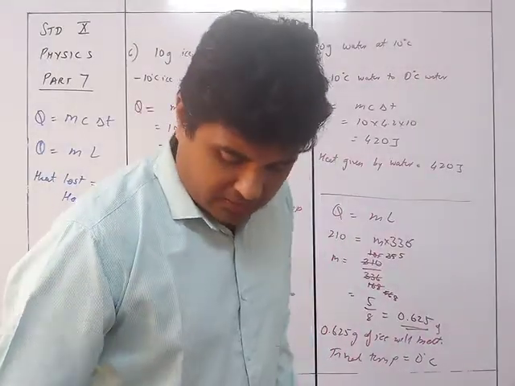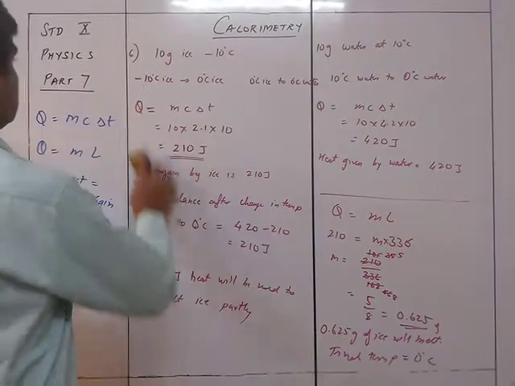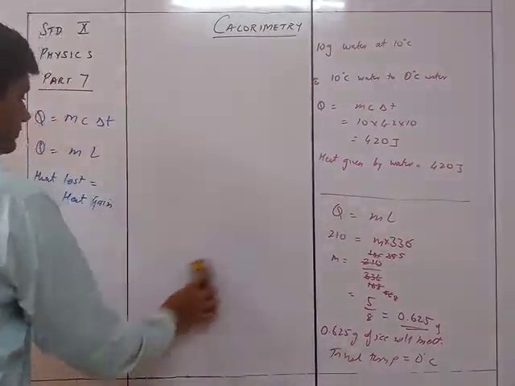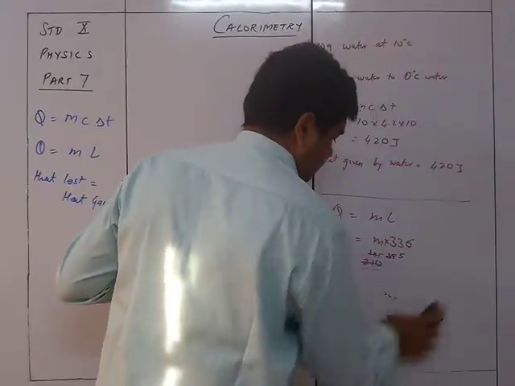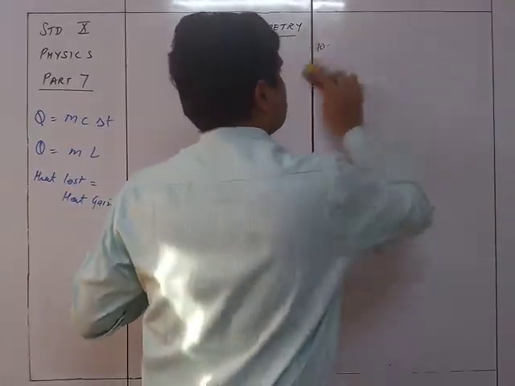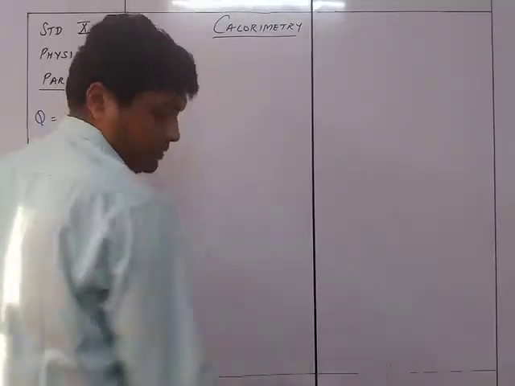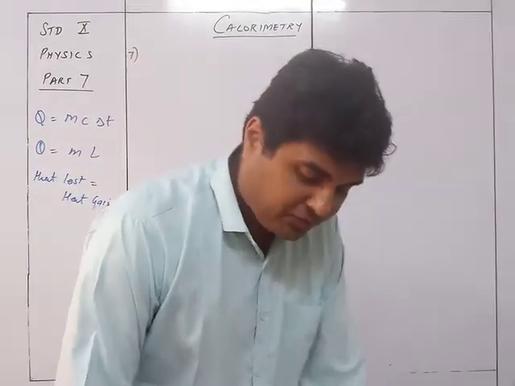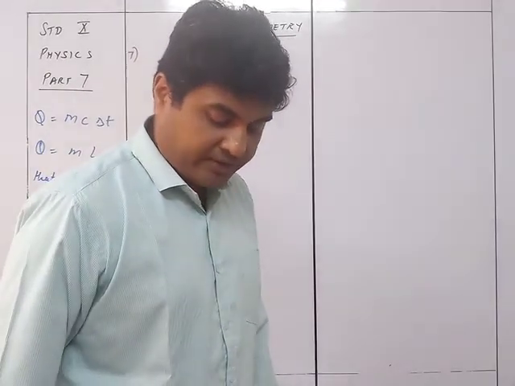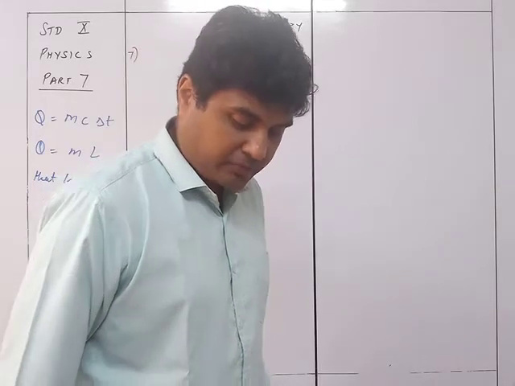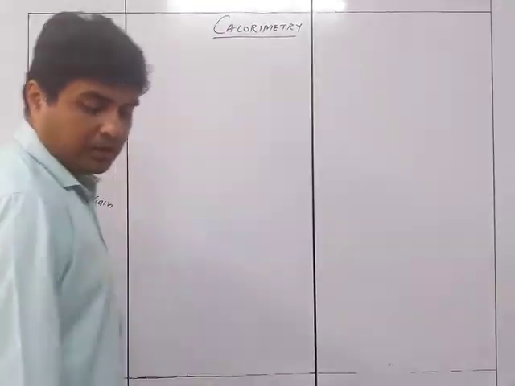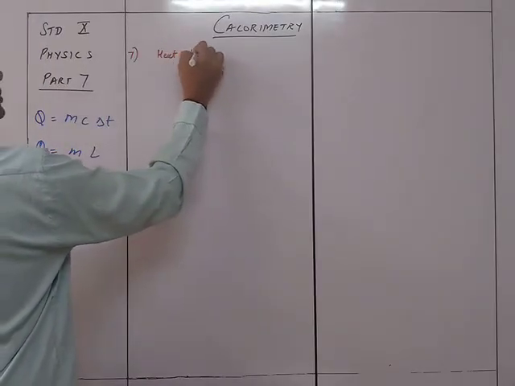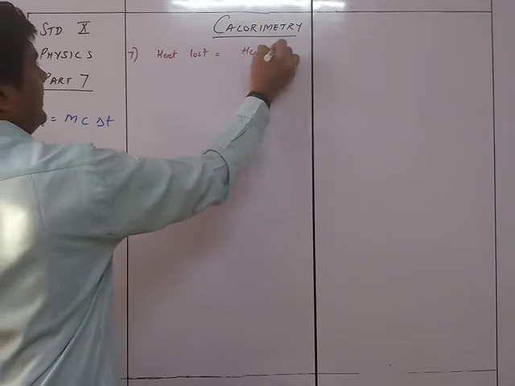We now move on to sum number 7. A piece of ice of mass 40 grams is added to 200 grams of water at 50 degrees Celsius. Calculate the final temperature of water when the ice is melted. Okay, so heat lost is equal to heat gained.